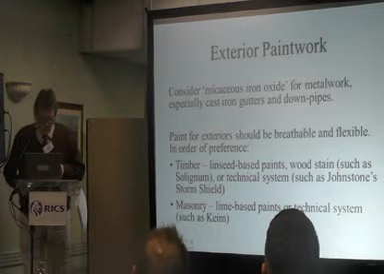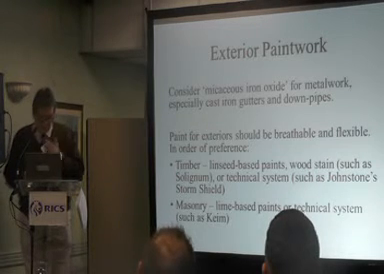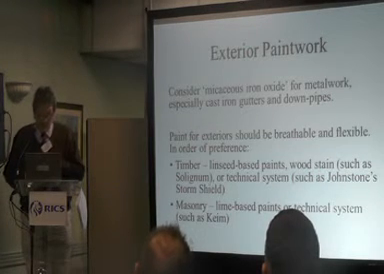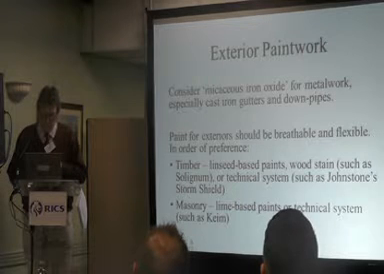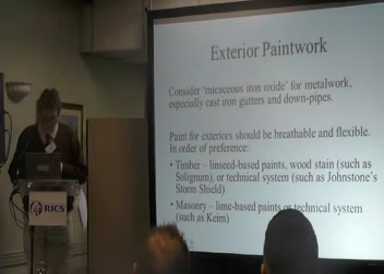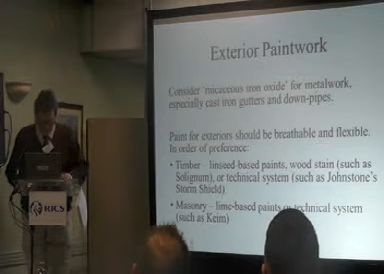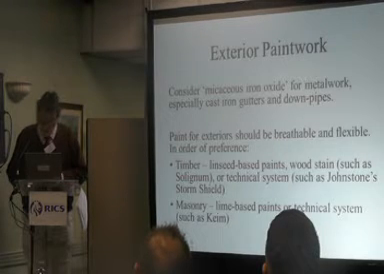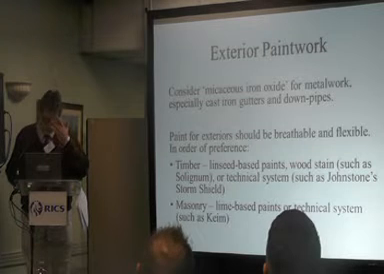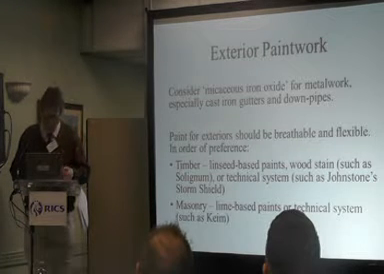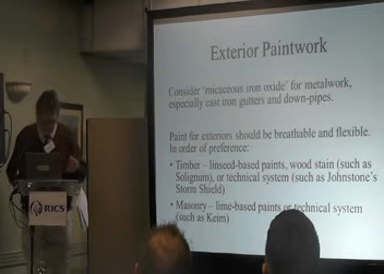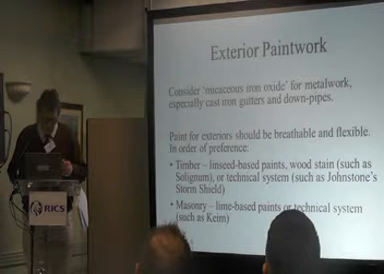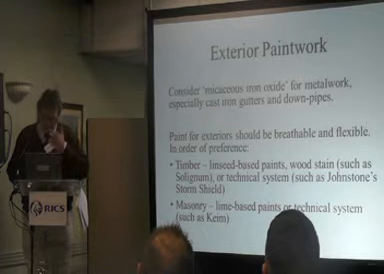Exterior paintwork. I'm not going to dwell on this. I'm simply going to say consider micaceous iron oxide for metal work, especially cast iron gutters and downpipes. It looks a bit like lead when it's finished, but it offers excellent protection to cast iron. For other materials, paint on the exterior of a building should be breathable and flexible. And in order of preference, this is as far as I'm going on paints today.